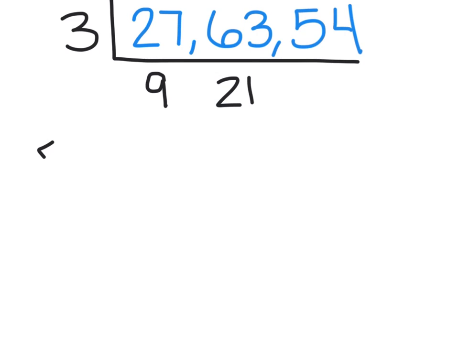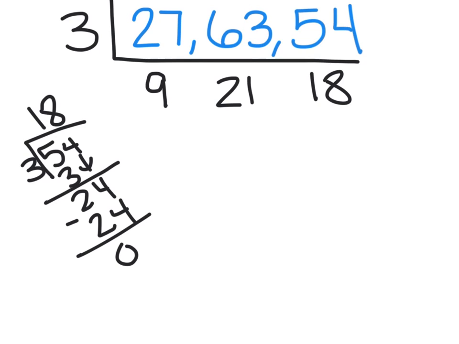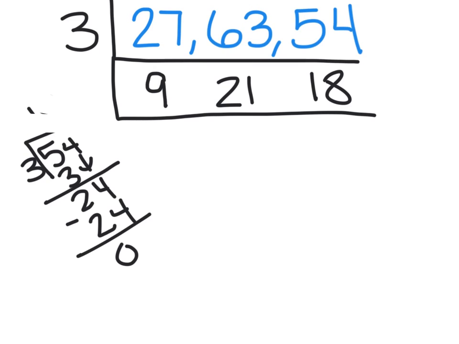Let's do our work on this side for that one. 54 divided by 3. 3 goes into 5 one time. Bring down the 4. 3 goes into 24 8 times, which is 24. Okay, so 18. So now I have 9, 21, and 18. I could divide all 3 of these numbers by the number 3 again. So put a 3 on the outside. We'll get rid of this work over here.